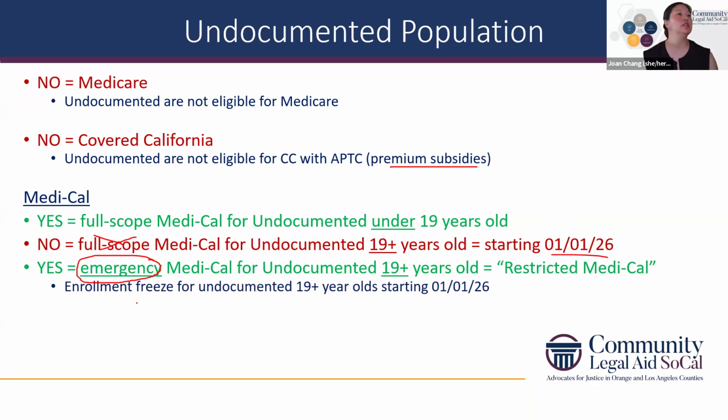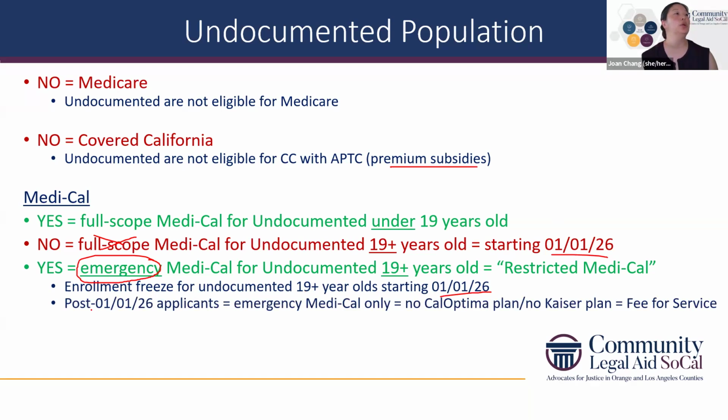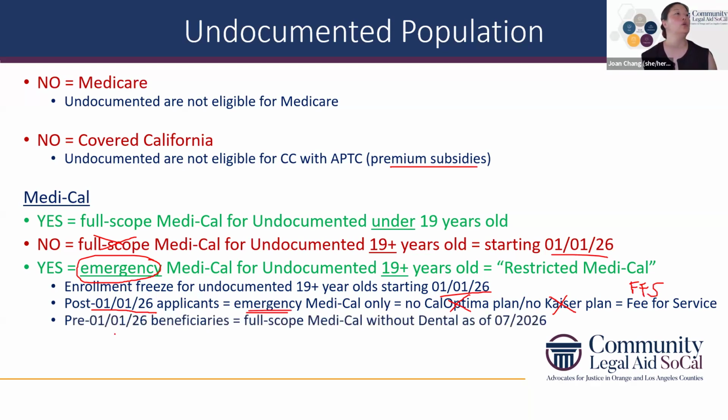Okay, so let's keep in mind, this is an enrollment freeze for undocumented individuals 19 years and older starting January 2026, okay? So what that means is if you are undocumented and you apply for Medi-Cal after January 1 of 2026, you're only going to get the emergency Medi-Cal. So you're not going to get the full scope Medi-Cal. You're not going to have Medi-Cal with CalOptima. You're not going to have Medi-Cal with Kaiser. It's what we call fee-for-service, FFS, and it's only emergency.